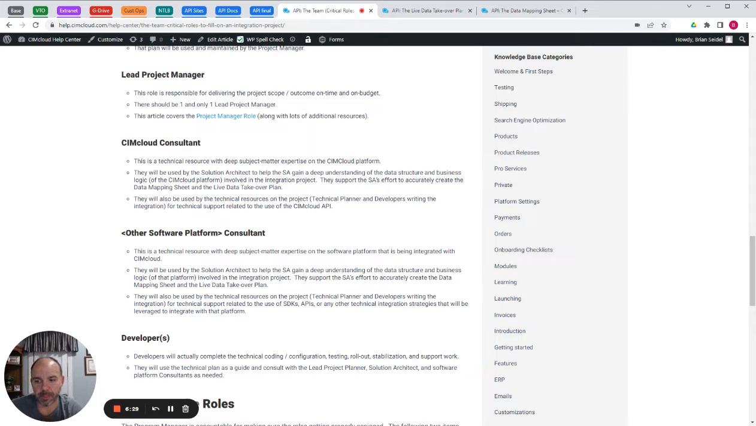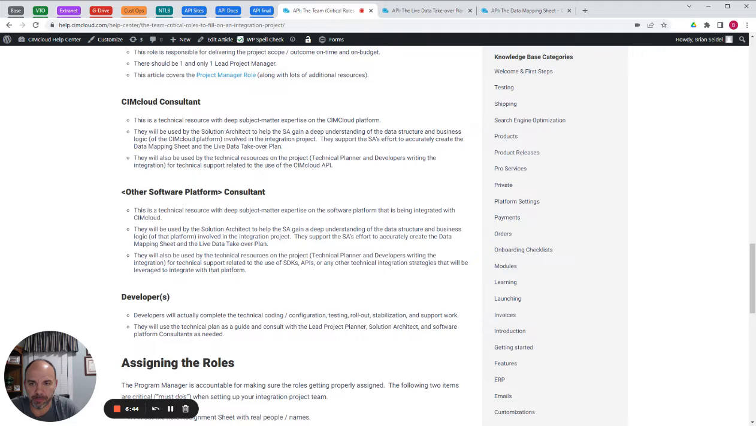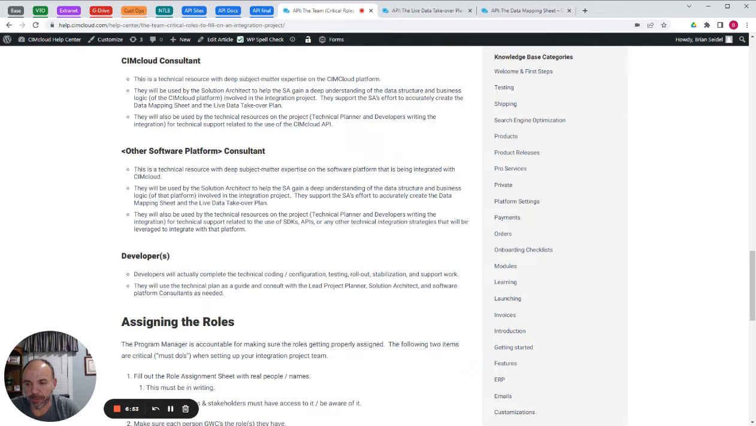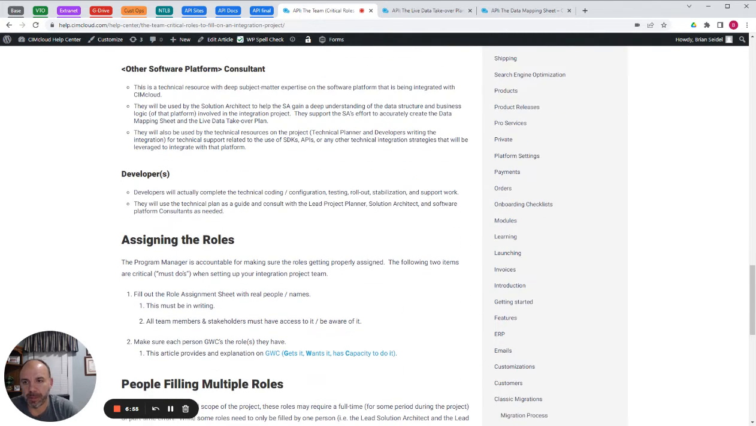So the consultant is not going to replace the solution architect. They're going to support and be a sounding board and advice for that person. They can also help the technical planner and the developers as they're getting into the nuances of hitting APIs or integrating and moving data back and forth between the platforms. So you will have someone that wears this hat. And again, you may have people wearing more than one hat. It's cool if you do. We'll talk about that in a second.